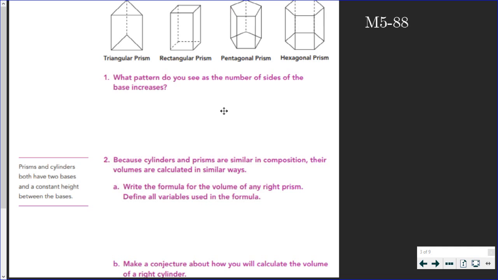So A says write the formula for any right prism and make sure you define all the variables used in the formula. So I want you to take a minute, talk with your partner, and come up with an answer together this time. So you're talking together and coming up with what formula you can use to find the volume of any right prism. So any of those above that you could find the volume with your formula. Okay, coming up with a partner. All right, I'm going to give you another 30 seconds. Ready, go.